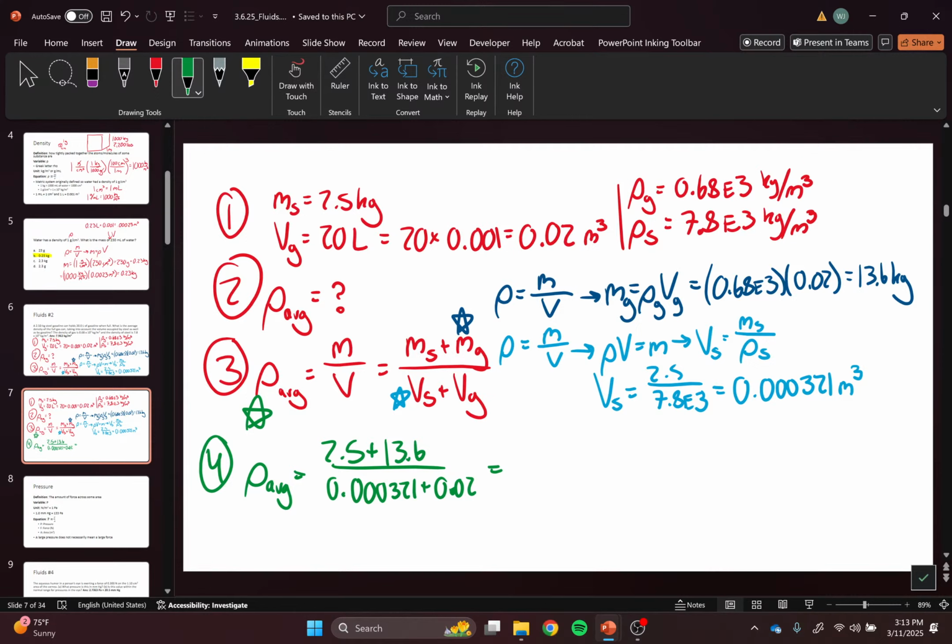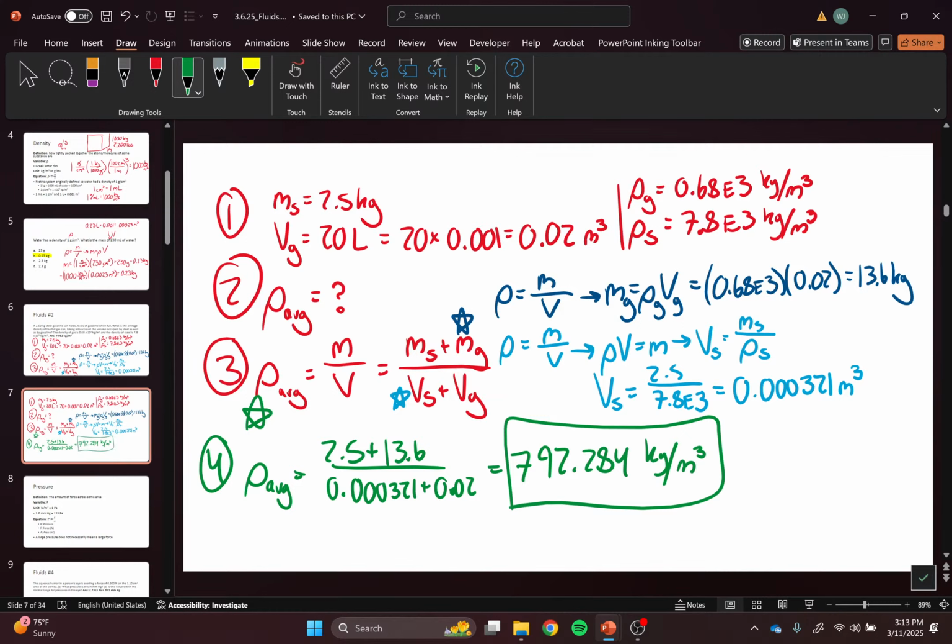You just got to be careful with your parentheses and all that stuff when doing this. And you get 792.284 kilograms per meter cubed. Yay! It's a number that's in between the two values. It's smaller than the density of steel, but it's bigger than the density of gas. It's somewhere in between them based upon the amounts I had and all that stuff.